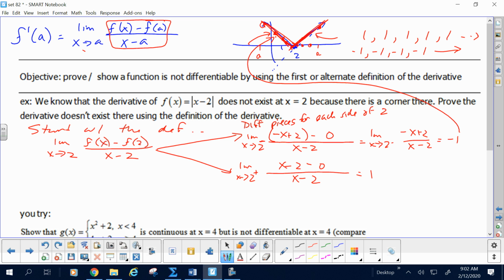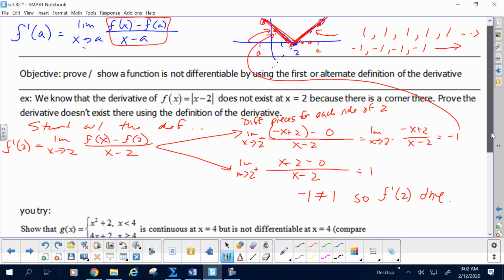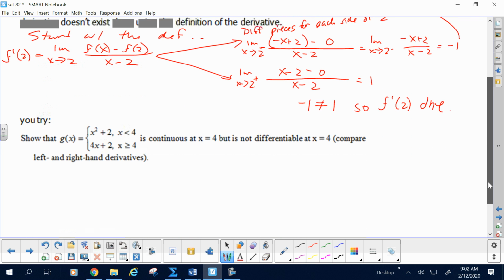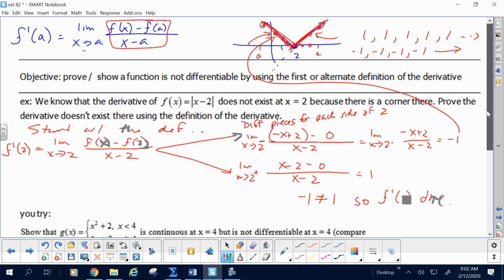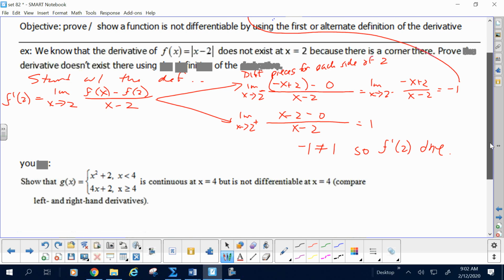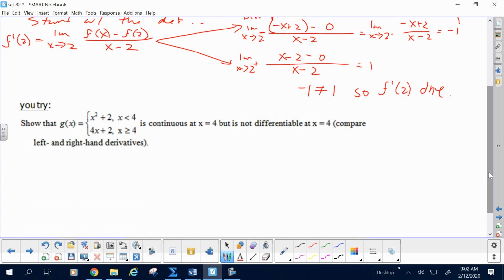Now, the derivative at 2 by definition is this limit. But also, by rules of limits, if the limits don't agree, negative 1 doesn't equal 1, then what does that imply about the limit? It doesn't exist. Therefore, the derivative does not exist. If the limit doesn't exist, then the derivative doesn't exist. And if the one-sided limits, or the slopes from each side, are different, you're going to get a sharp turn. That's why the derivative doesn't exist.